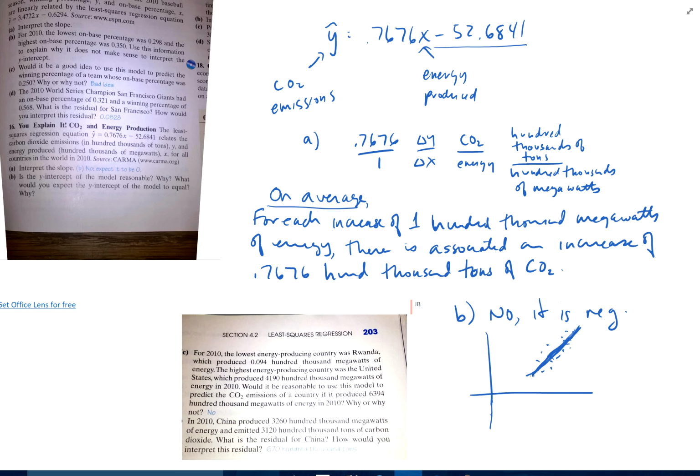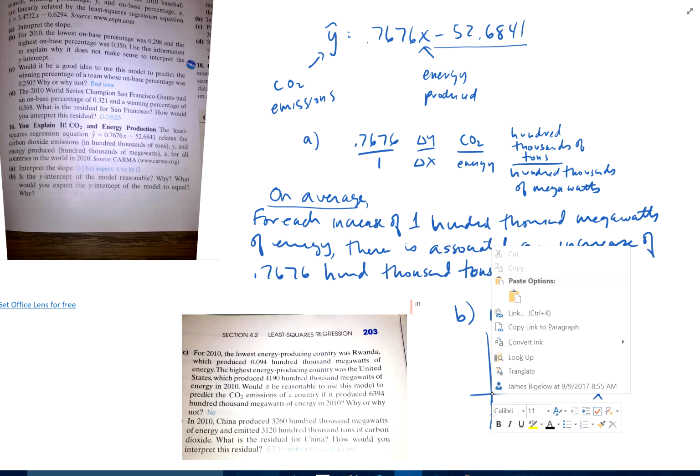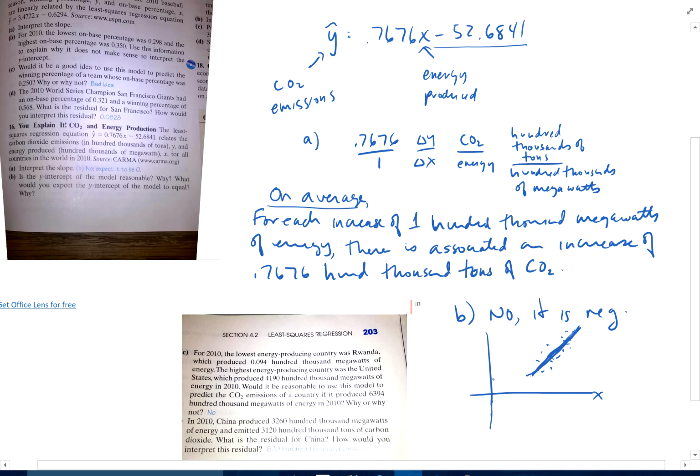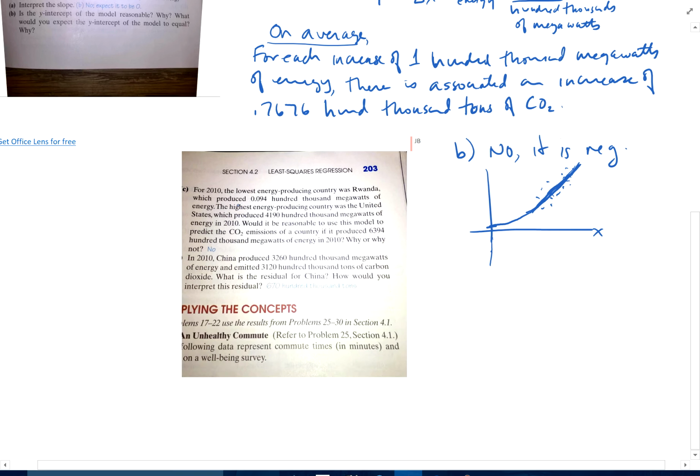So what would you expect the y-intercept of the model to equal? Well, the y-intercept is when x is 0. If I don't produce any energy, what would I expect my carbon dioxide emissions to equal? I'd expect it to be really low, right? Not quite 0, because we're going to get carbon dioxide emissions from elsewhere, but it's not going to be very big.